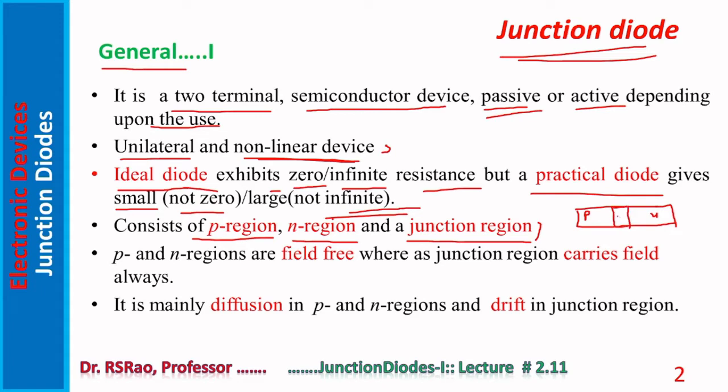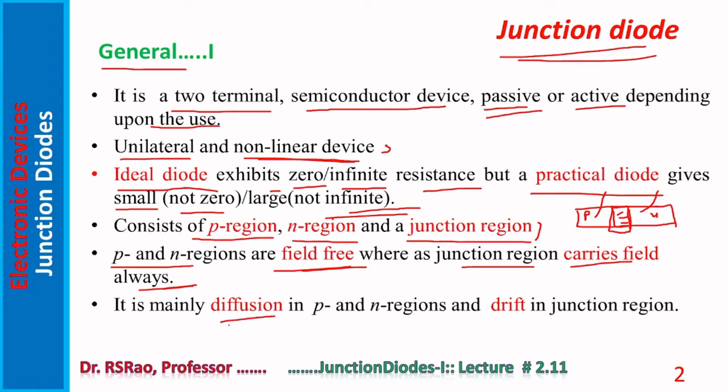This region is called a junction region. So diode means structurally three regions with different properties. P and N regions are field free, whereas junction region carries field always. In this region, there is no field. In this region, also no field. But here, in the junction region, there exists always field.